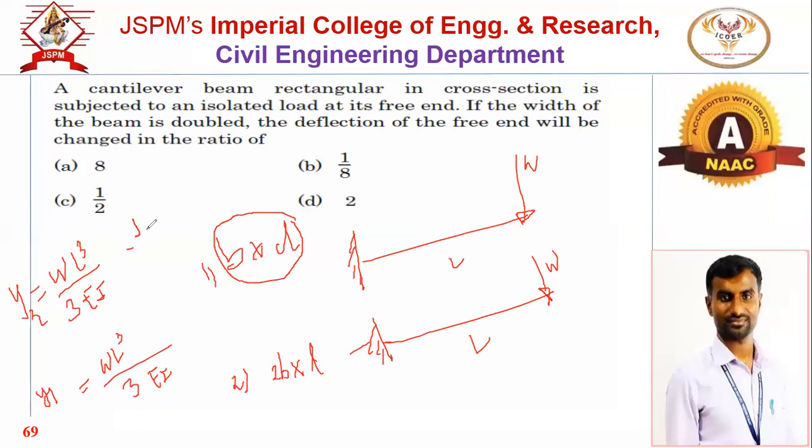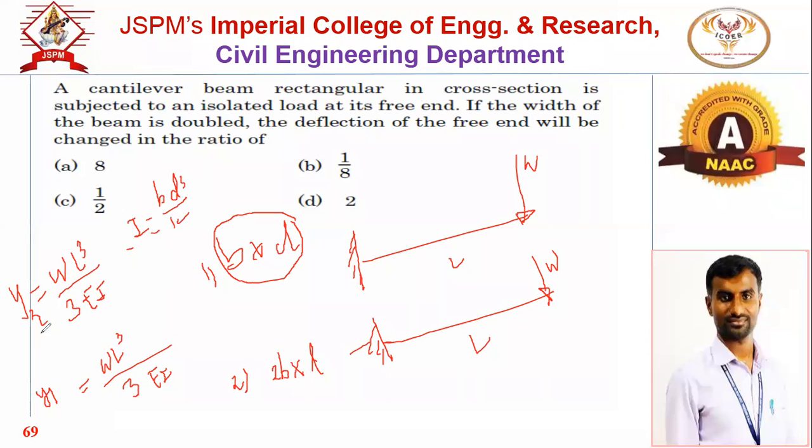Now tell me, for first case, what is the I, moment of inertia? Prasad, your voice is not coming. Yes. For first case, B into D cross section, what is the moment of inertia? Rectangular section. Moment of inertia formula. BD cube by 12. Very good. Correct, Adinath. BD cube divided by 12.